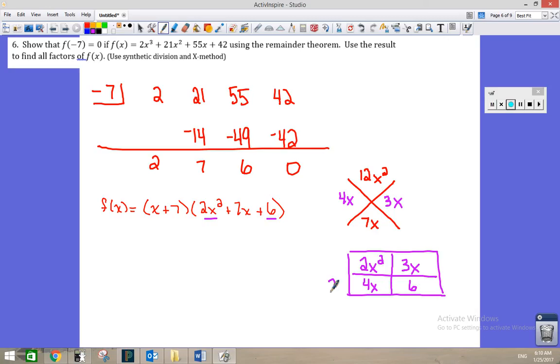Horizontally here, 4 and 6 are both even numbers. The 3 and 6 are both divisible by 3. 2 and 3 are prime with respect to each other, but they both have an x here. These are both even numbers and they have an x. So we have factored this completely. We've got x plus 7, and now we know that this is x plus 2 times 2x plus 3.